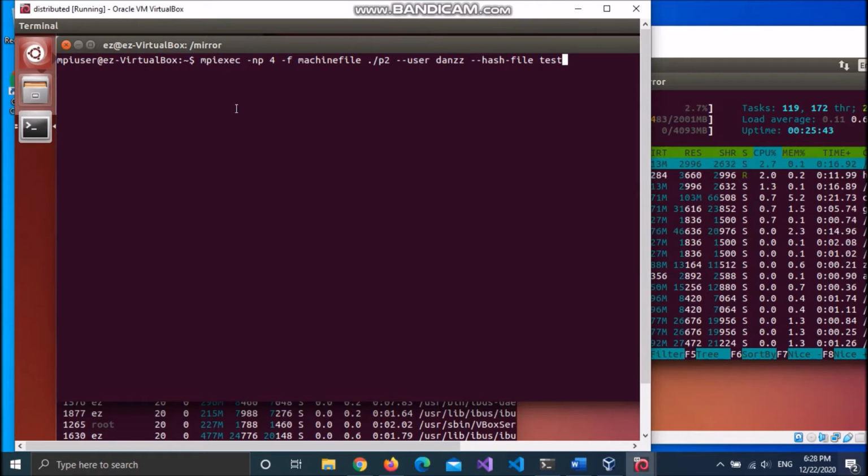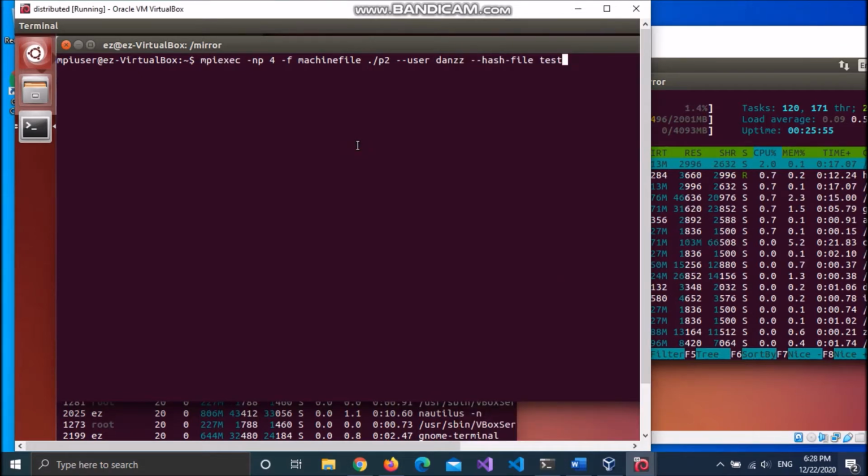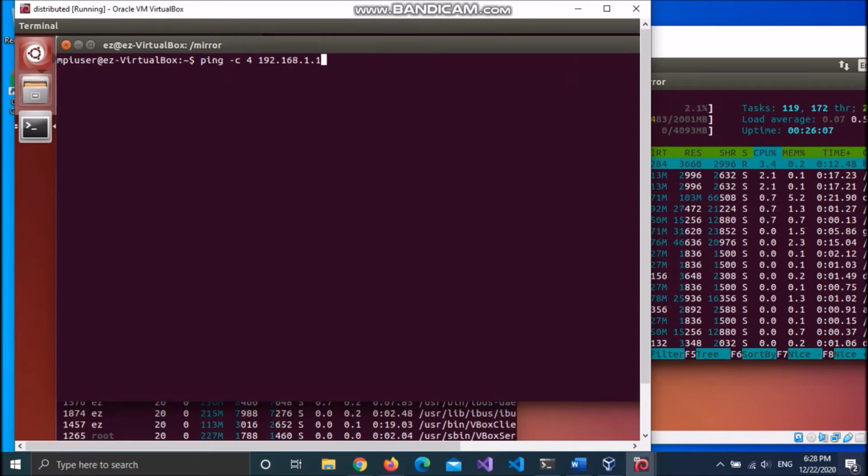As you can see, it is being executed via mpiexec. To create it, I have used the MPICH library. MPI is a message passing interface. Here I have given it 4 as the number of processes, and this is the machine file. Actually, let me show you the machine file. The machine file is the configuration file.